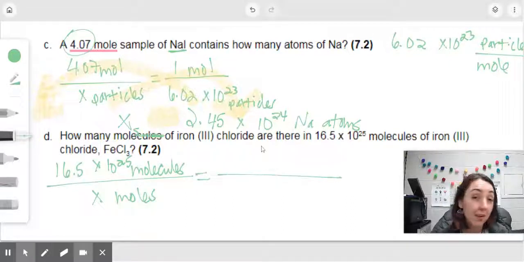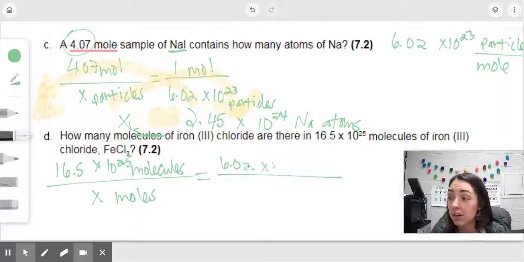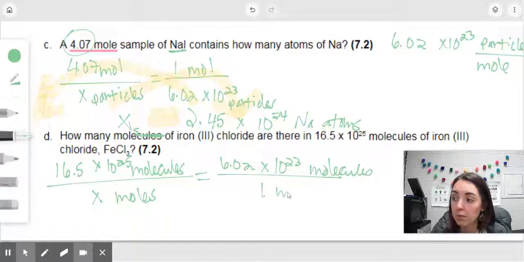Well, remember, it's going to flip because I'm doing the opposite thing, but I've got 6.02 times 10 to the 23rd molecules for every 1 mole. And I know that goes on top now because it's an equal sign. Moles equals moles, molecules equals molecules. Now, like usual, when I do this algebra, this is going to be a little more complicated because I'm going to end up with 6.02 times 10 to the 23rd x equals 16.5 times 10 to the 25th molecules.